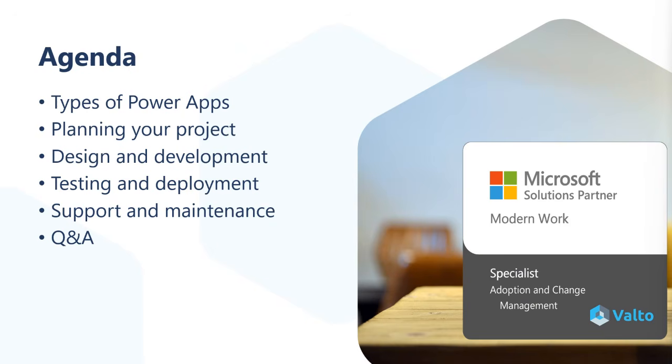Then we're going to talk about planning your Power Apps project, so actually the steps which are involved during that planning phase. Then we're going to talk about the design and development of a Power App, and be talking about things like user interfaces and some do's and don'ts when it comes to designing your application. As well as that, we're going to be talking about testing and the deployment process of your Power App as well. And then finally, we're going to wrap up by talking a bit about what you should be putting in place from a support framework, as well as general maintenance of your Power App once it's gone live.